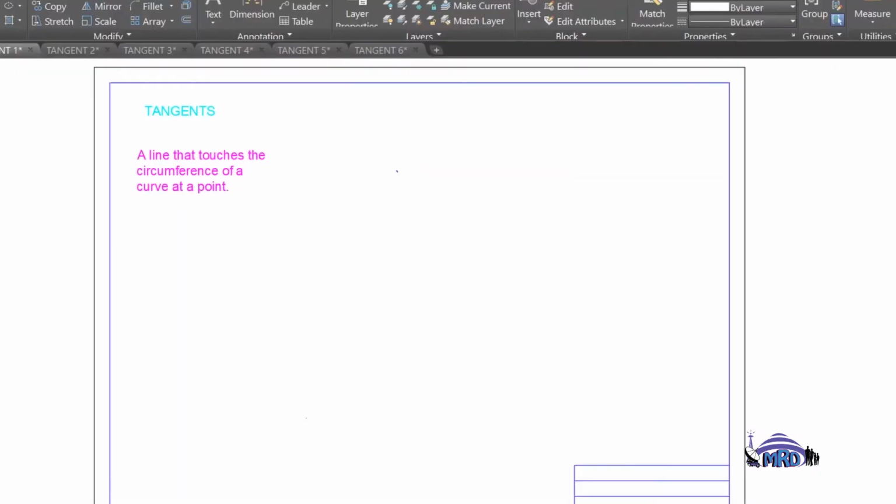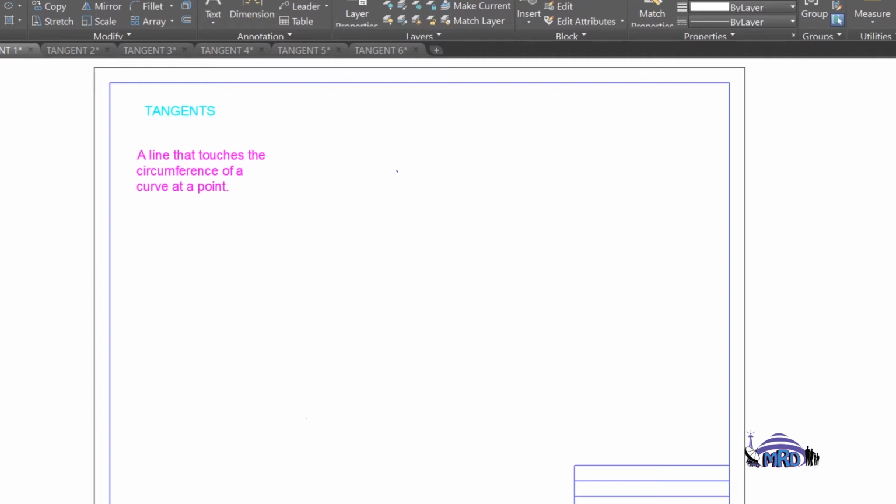Today we want to take a look at tangents. A tangent can be defined as a line that touches the circumference of a curve at a point. Now when we say at a point, what we mean is that it doesn't cut through, but that it barely touches the circumference of a curve.